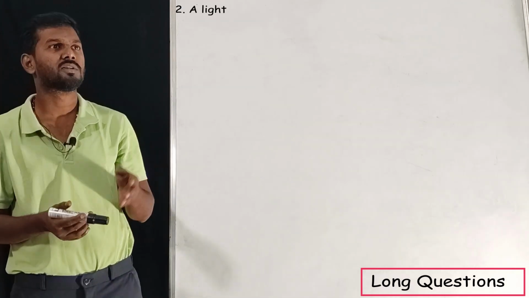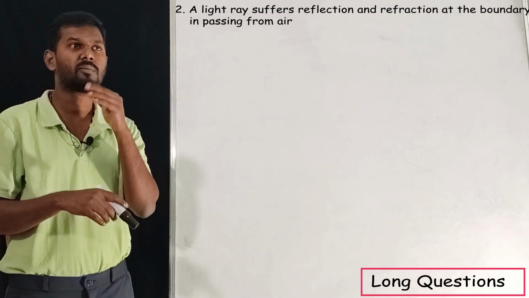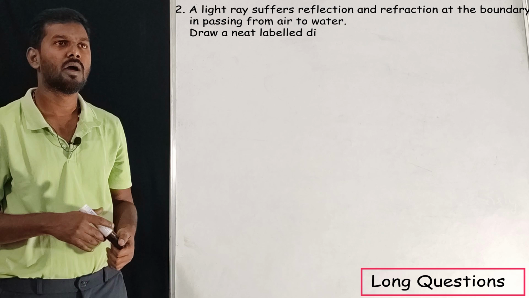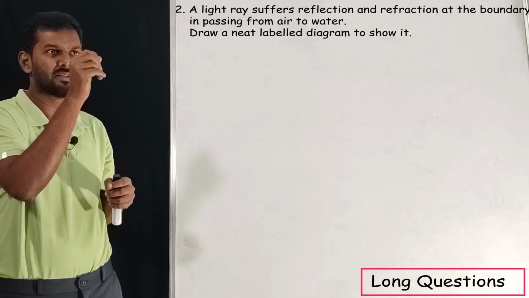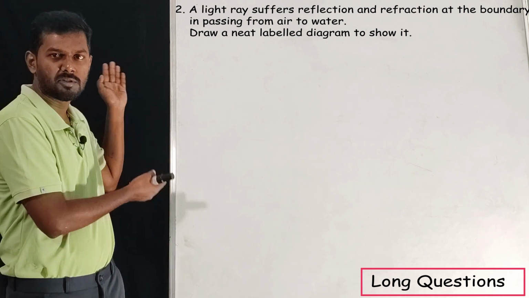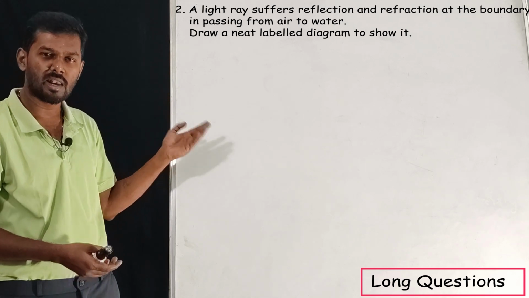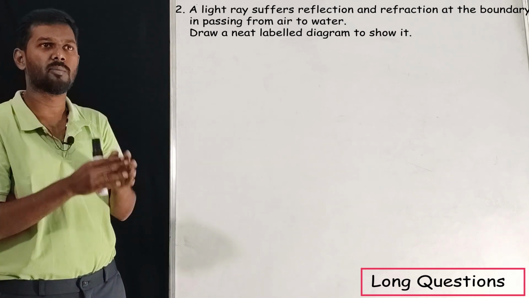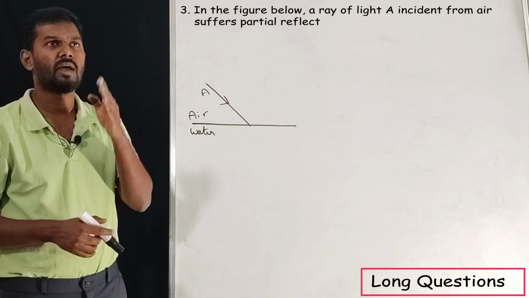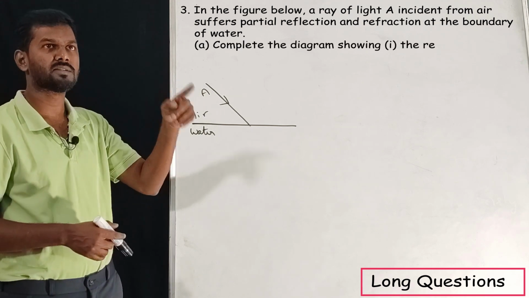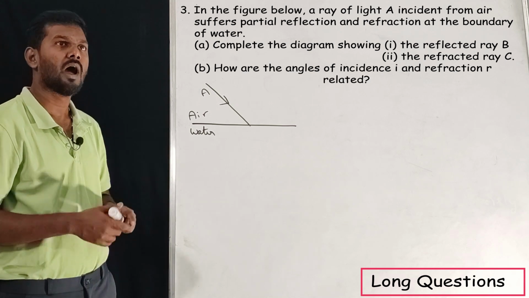That's it. Our next question: a light ray suffers reflection and refraction at the boundary in passing from air to water. Draw a neat diagram to show it. Listen, in the previous question we followed the same procedure. The first diagram in the previous question we took as air and glass. Here they are asking for air and water. Instead of glass, just write water, and the diagram remains the same. That's it. Our next question: in the figure below, a ray of light A incident from air suffers partial reflection and refraction at the boundary.